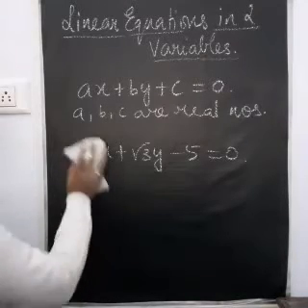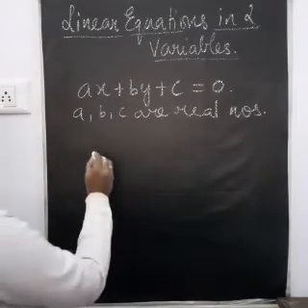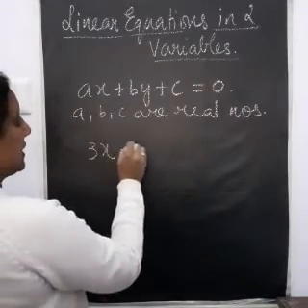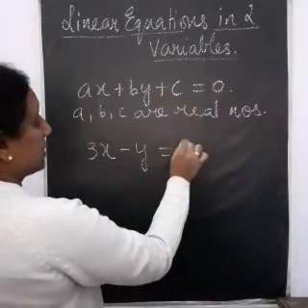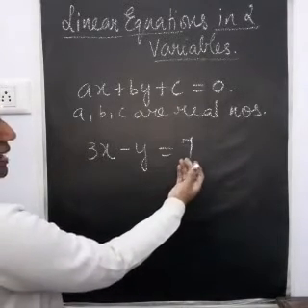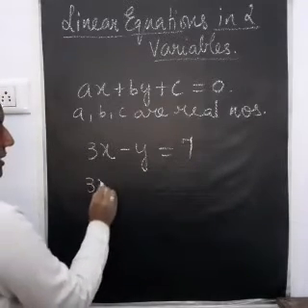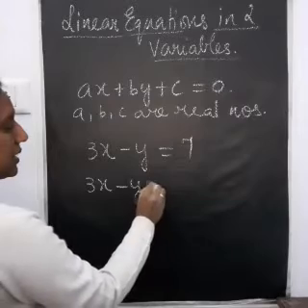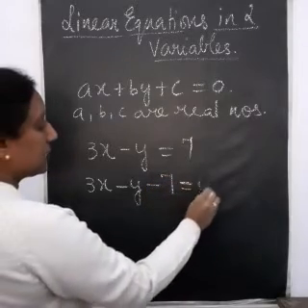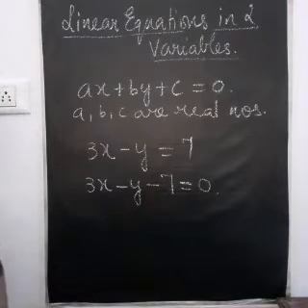Now supposing they have given a sum like this: 3x minus y is equal to 7. They ask you to write it in the standard form. So what will it become? We have to bring 7 to the left hand side. So what will you get? 3x minus y minus 7 equal to 0, where we have transposed 7 to this side.